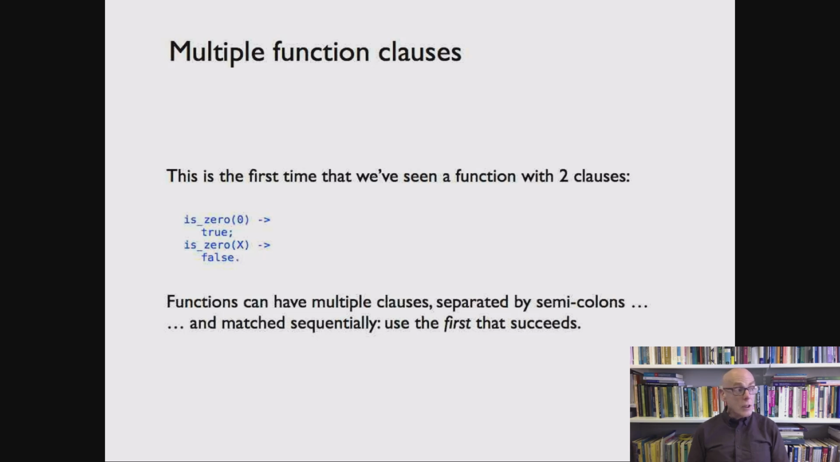For anything else, the first clause fails, we use the second, and that will match because a variable matches with anything. And so for anything else, we get the answer false.